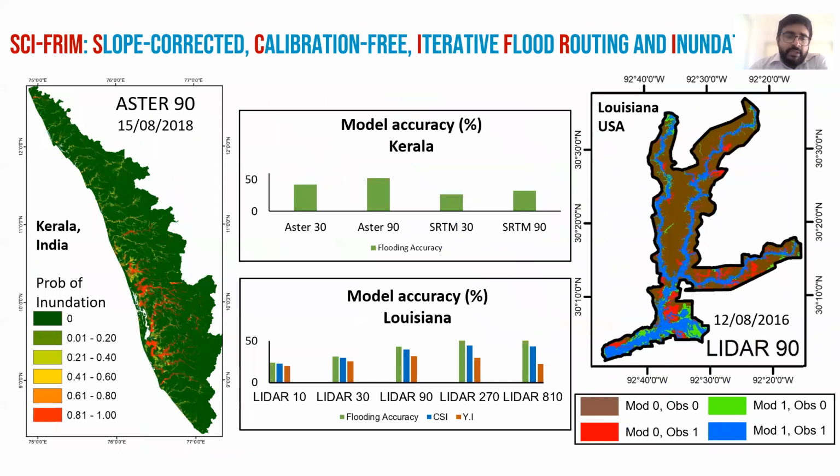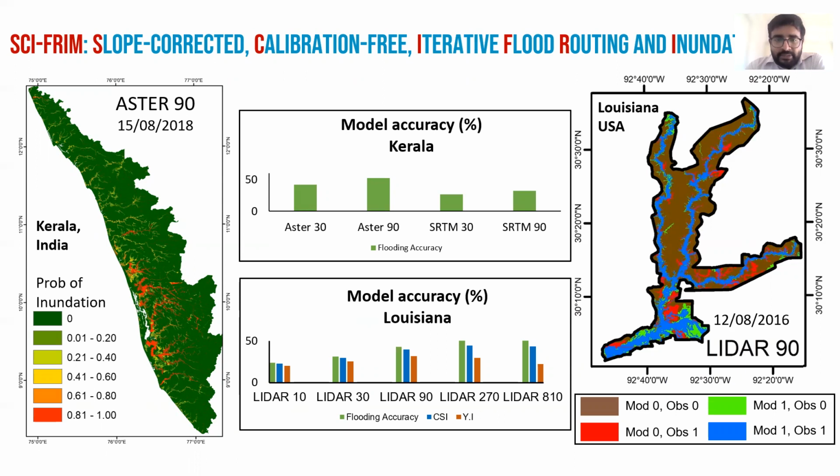I was able to map the inundation for different flood events across Kerala, India, and Louisiana, USA. And the Kerala, India flood event was a 1 in 100-year flood event, which is pretty catastrophic. And you can see that it affected a large geographical region. So we were able to map the probability of inundation by considering an uncertainty in the bankfull depth and width values. We also tested the model for different DEMs, in the case of ASTER and SRTM, at different resolutions.